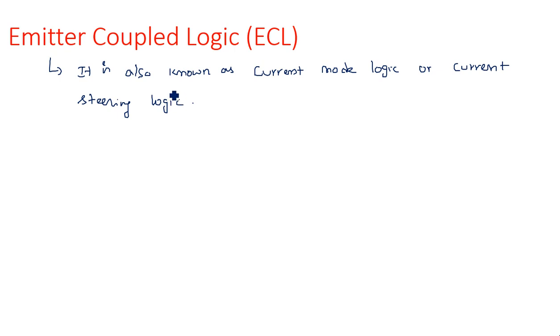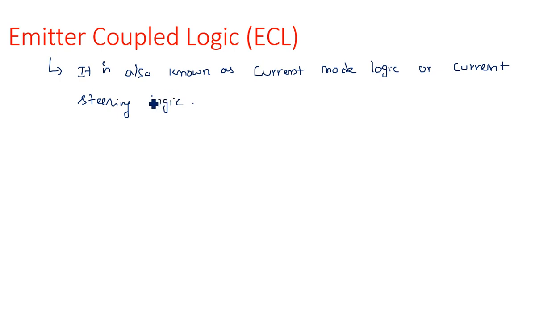Among the existing logic families like TTL, ECL and the remaining logic families, this ECL has the highest power consumption. Power dissipation is very high and the cost is also very high for this emitter coupled logic family.